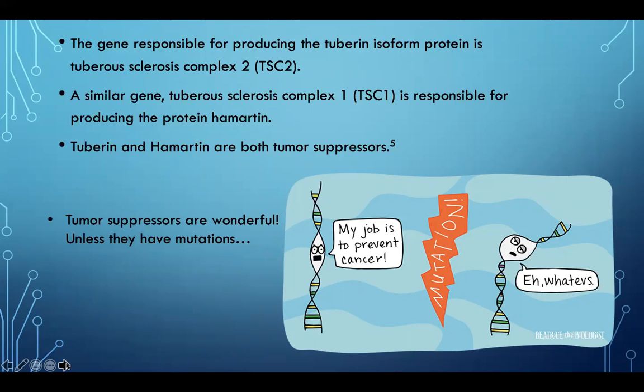Tumor suppressors cover a wide range of proteins, which help to regulate the division and growth of cells. Mainly, they help to regulate any irregularity in cell growth and cell division. Together, tuberin and hamartin help to regulate cell size and cell growth.